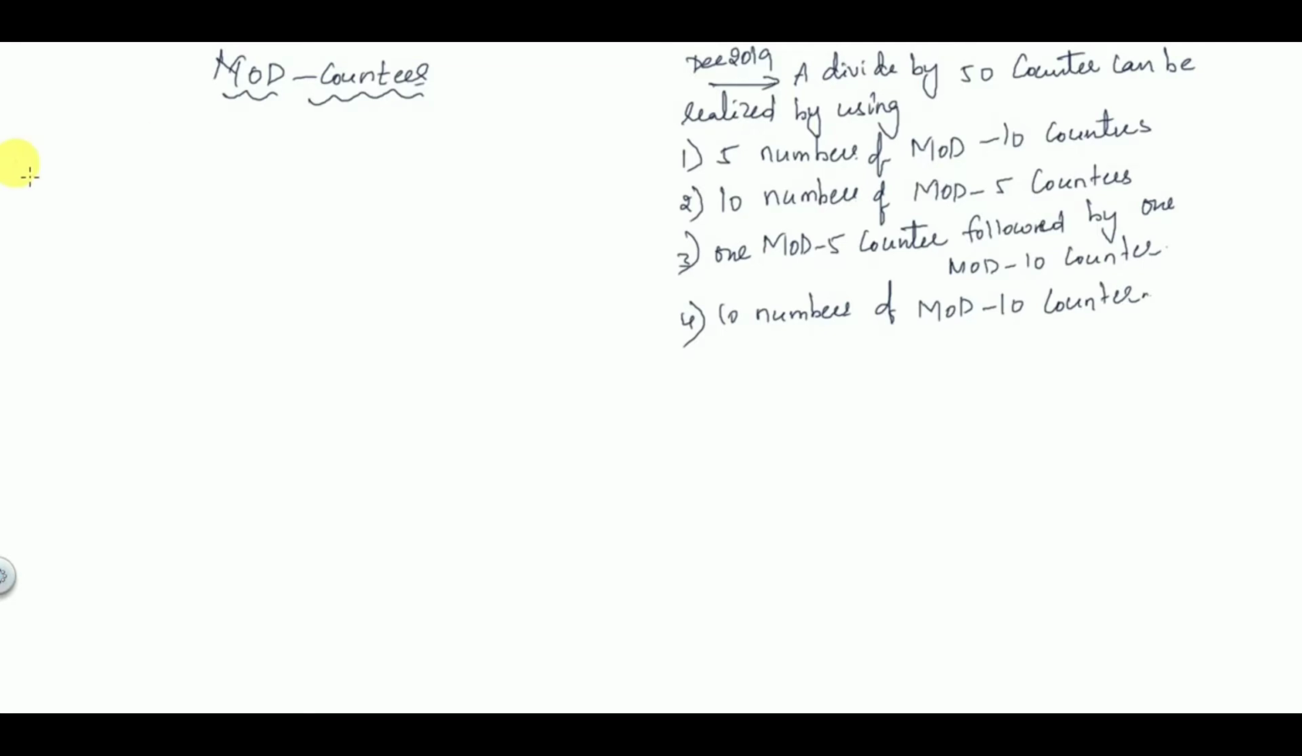Normally all the synchronous and asynchronous counters which we have learned are counters with modulus number equal to 2 power n. So they are called mod 2 power n counters. They count from 0 to 2 power n minus 1. This modulus value is the maximum value. That is, if you consider a 3-bit synchronous or asynchronous counter, it will be a mod 8 counter, because 8 is the maximum modulus number possible.